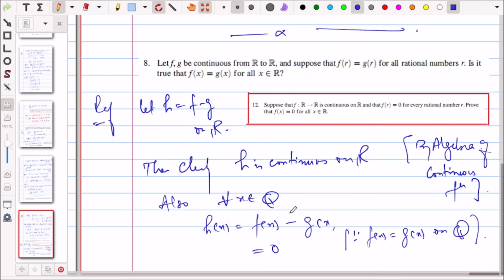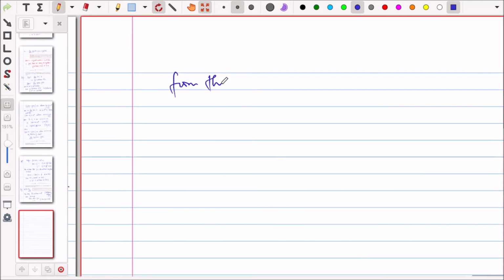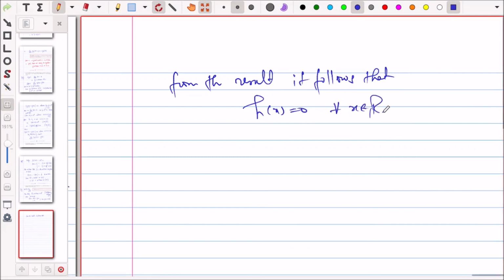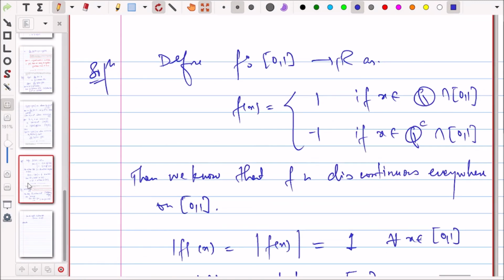So from the result it follows that h(x) is equal to 0 for all x in R. You can repeat the proof of this. There is an alternate proof, a direct proof, which is similar to what we did for this.